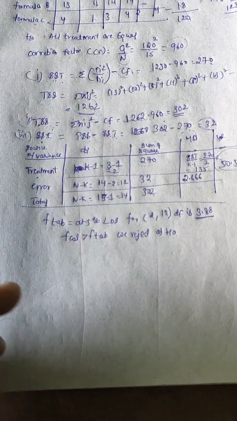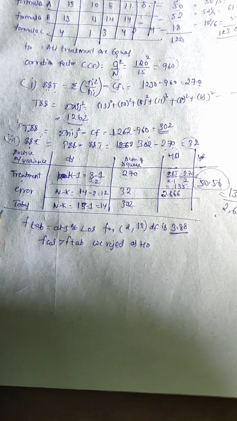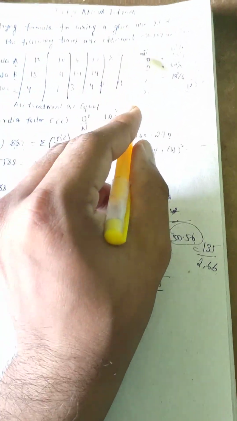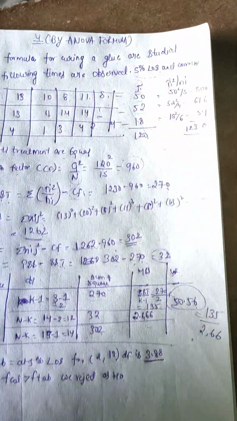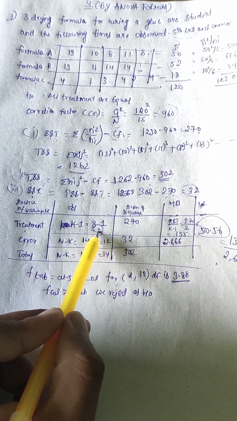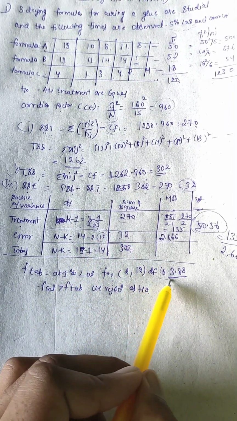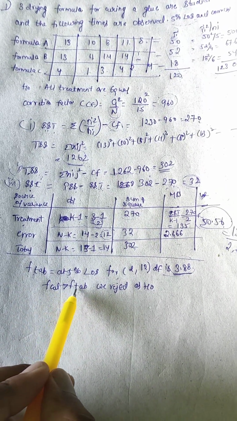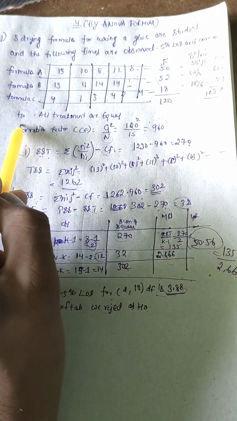So that's all. This problem is completed up to 90%. The remaining 10% is the F table value at the 5% level of significance. From the table at 5% level, with degrees of freedom 2 for treatment and 12 for error, we get 3.88. The calculated value is much greater than the tabular value, so we reject H0. So H0 is rejected.